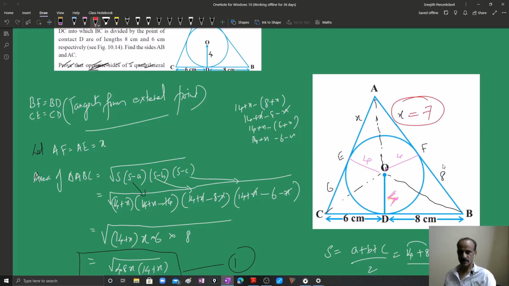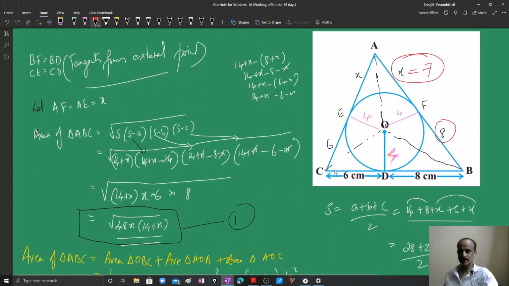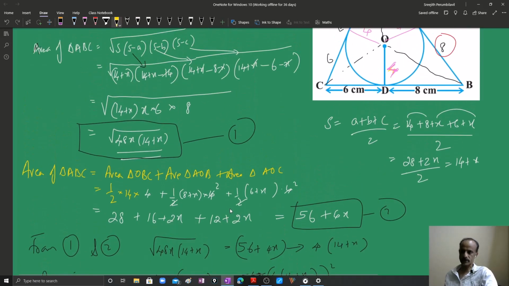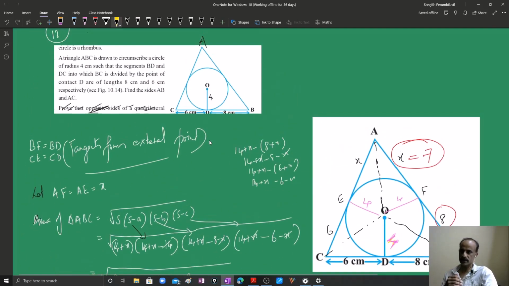You have been asked to find the measurement of two sides, AB and AC. AB is actually x plus 8. That is 7 plus 8, which is equal to 15 centimeters. And AC is x plus 6. That is 7 plus 6, which is equal to 13 centimeters. So this is how we do it. Just pause the video and go through it once again.